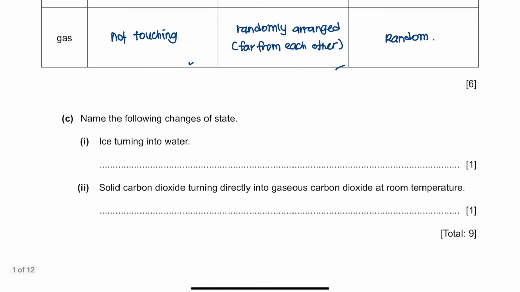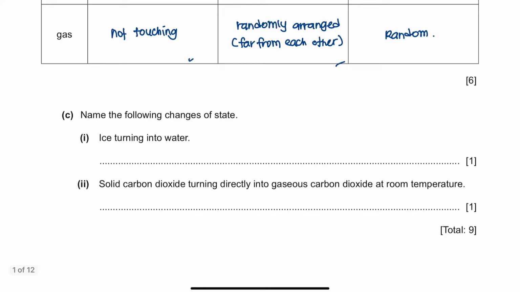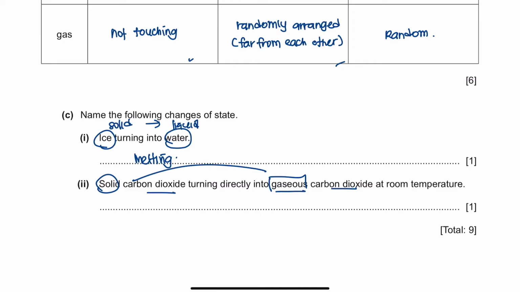Moving on to question C. Name the following changes of state when ice turn into water. Now ice is a solid and it's turning into liquid. So this would be melting. Question 2. Solid carbon dioxide turn directly into gaseous carbon dioxide at room temperature. Now when a solid turns directly into gas, we call that sublimation.